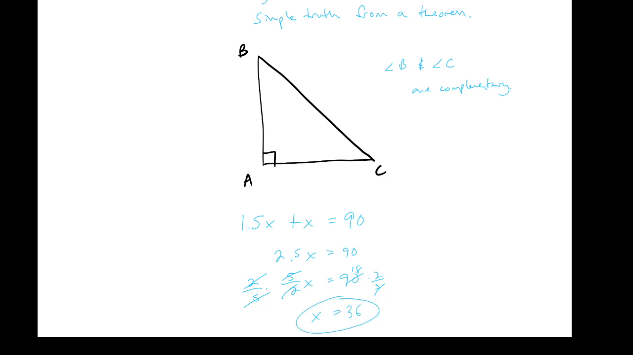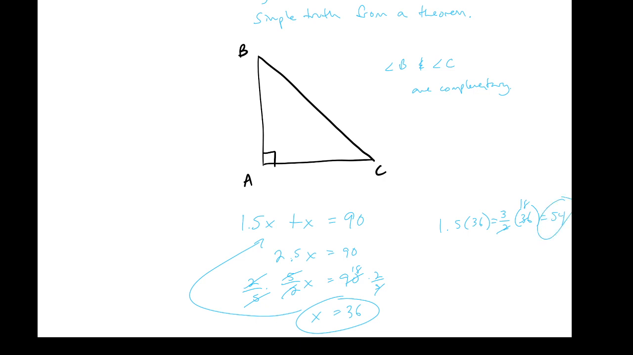So this is one of my angles, right? And then to find the other one, I got to plug it back in. So 1.5 times 36, which we know is actually, 1.5 is really 3 halves times 36. And then we can just factor here. And 3 times 18 is 54.